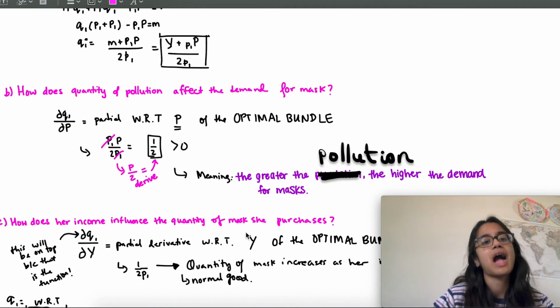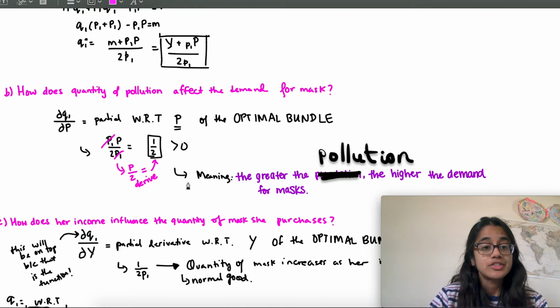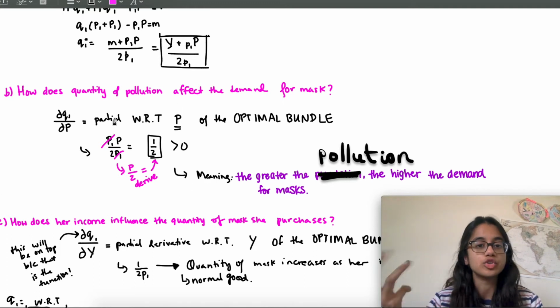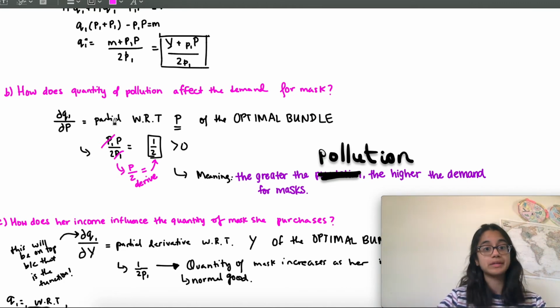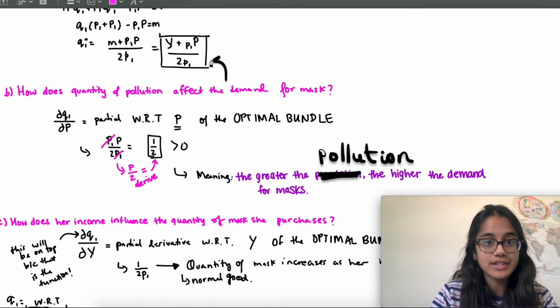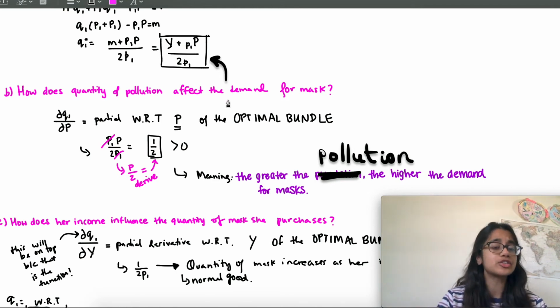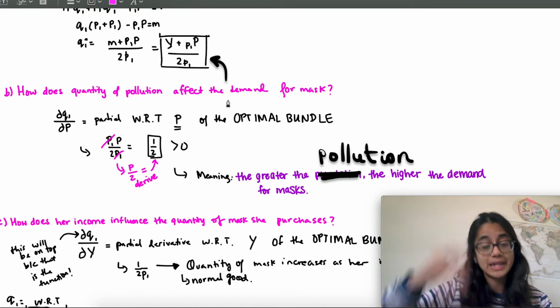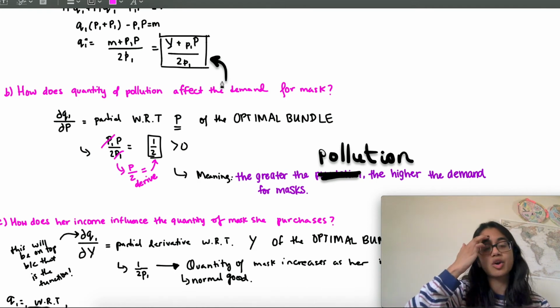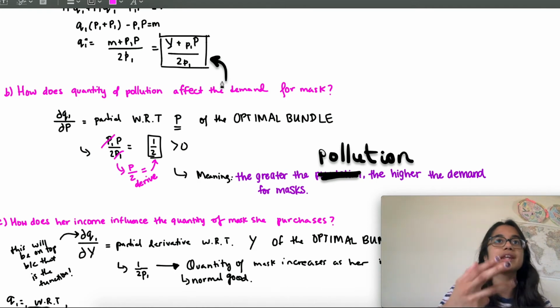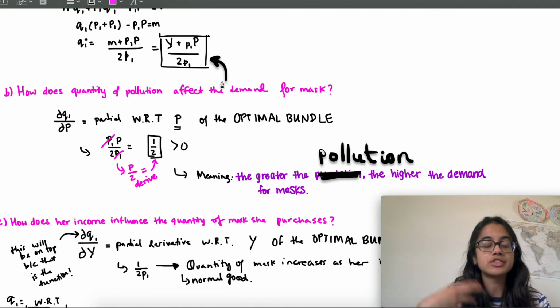So this is saying, how does quantity of pollution affect the demand for masks? Really they're just asking how a change in pollution affects the amount of masks you will buy. Look at your previous answer, and all you're doing is taking the partial derivative with respect to P, the pollution, the capital P, because you're trying to see the coefficient in front. Is it negative? Is it positive?